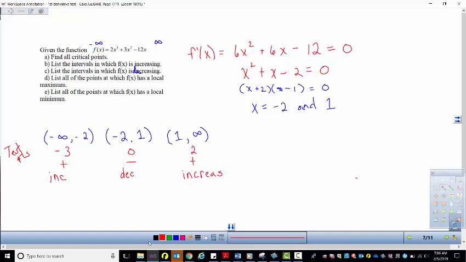Now, we need to analyze what we found. So I know that on this continuous function, my graph goes from increasing to decreasing. So that tells me right here, when x is negative 2, there's a maximum. So that's a max. And then my function is decreasing to increasing, so at 1, there's a minimum.